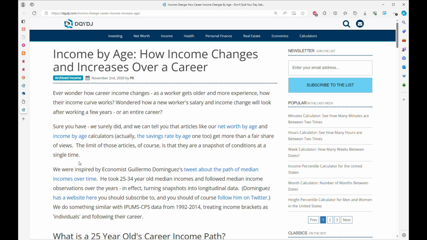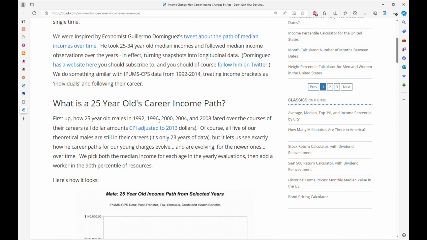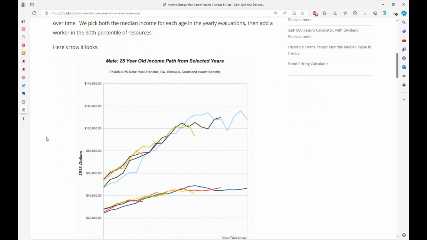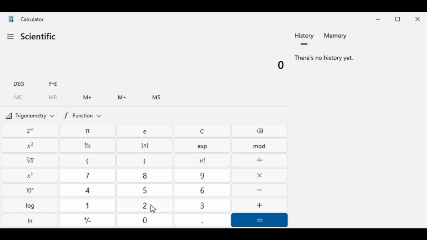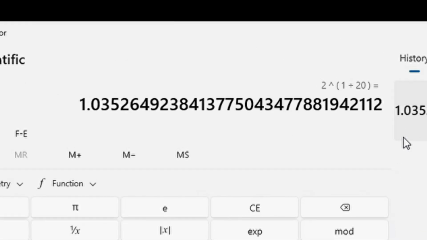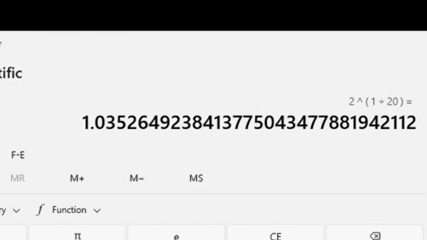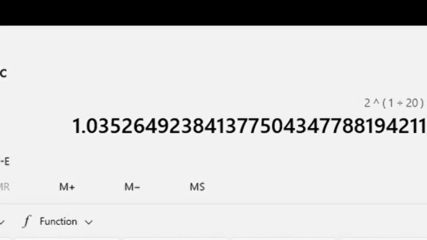The authors at Don't Quit Your Day Job address this question specifically. They found data that followed the same workers over almost 50 years. They did not just look at the average income, but instead looked at the median and also at the 90th percentile workers. For both sets, the income nearly doubled from age 25 to age 40. But then above age 40, the income flattened out. Let's do the math on this. For something to double over 20 years, we take 2 to the power of 1 over 20. Doing this calculation, we then get an annual multiplier of 1.035, which means an annual increase of about 3.5%.